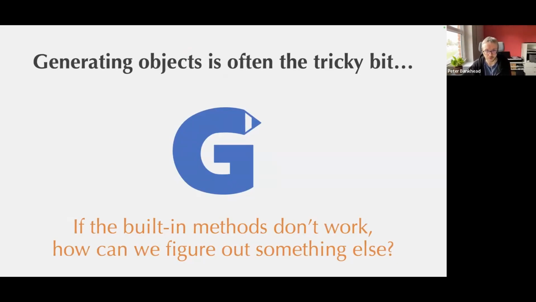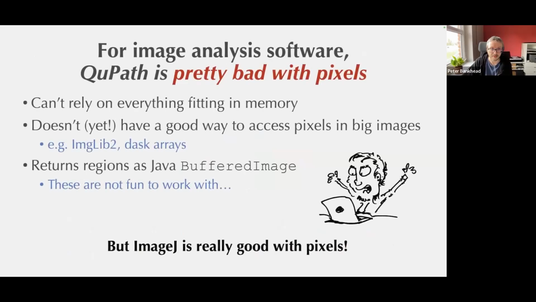Generating objects is often the tricky bit. If the built-in methods in QuPath don't work very well, the question is how can we figure out something else? You would think QuPath is image analysis software. It gives you a list of methods to create objects, but it's not terribly good if you want to delve into the pixels and do things you can do really easily in ImageJ, like apply a Gaussian filter, threshold, and so on. QuPath isn't really for that. QuPath is really for generating the objects with a built-in command and then querying them.